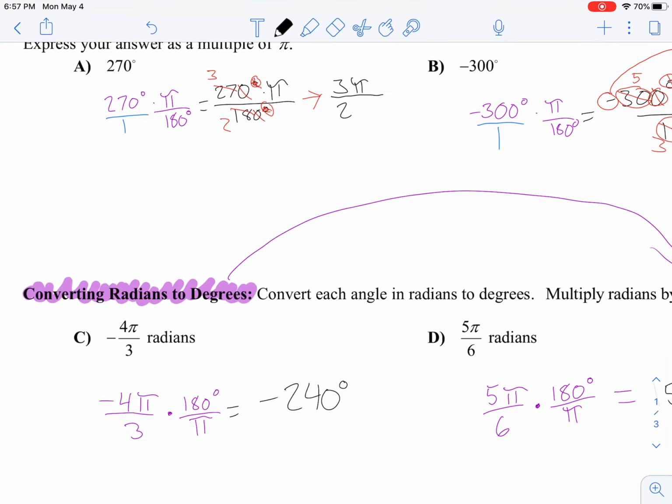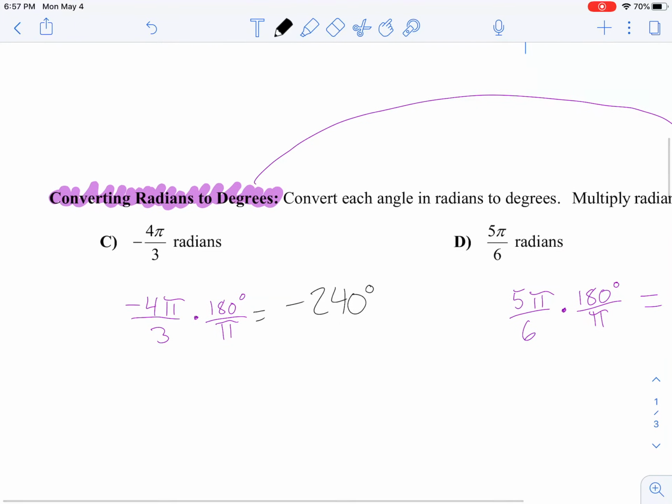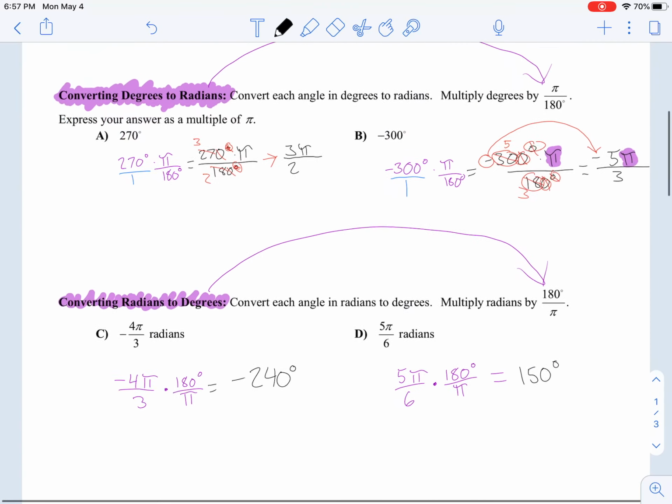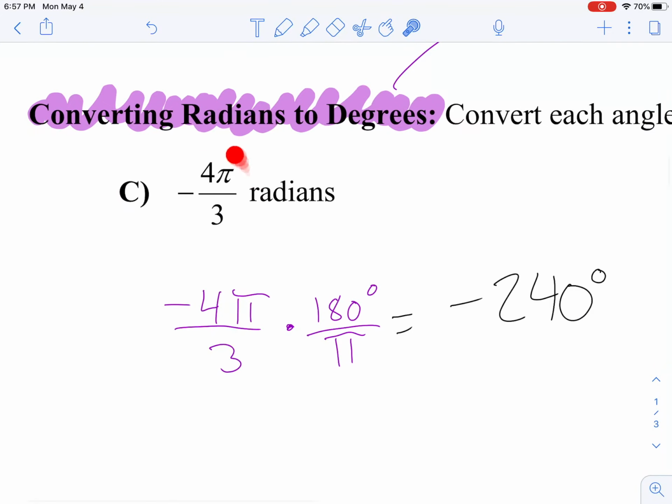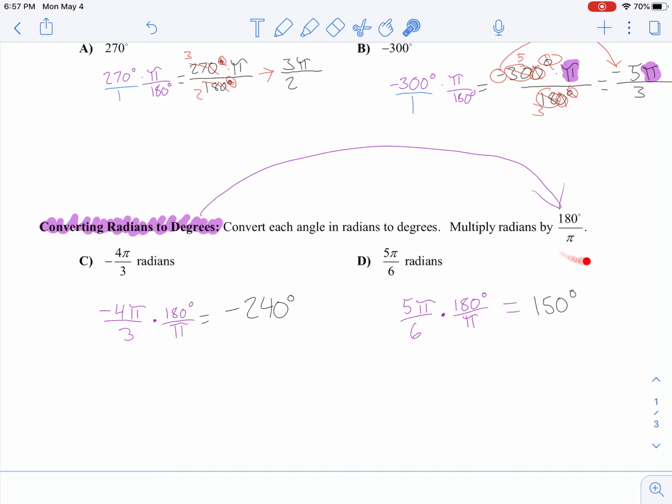All right, really quick, then converting radians to degrees. So this is the other way around, and if you notice, we're just using the reciprocal. So pi over 180 degrees to get from degrees to radians. To get from radians to degrees, we do 180 over pi. So I'm going to take whatever I'm given, negative 4 pi over 3, and I move this negative sign up with the 4, so it's a little bit easier for me to deal with. And then I'm multiplying that with 180 degrees over pi.